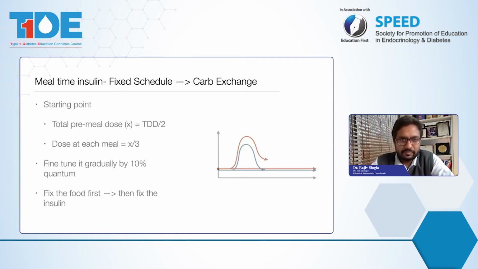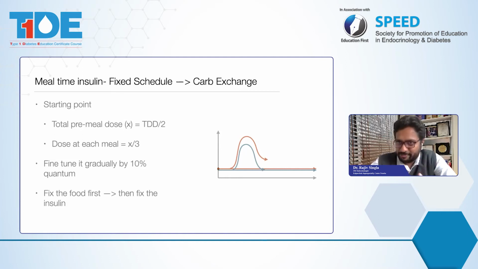Now we start off with the case where my diet is fixed and I do not really want to do any carbohydrate exchange or carb counting going forward. So say my diet is fixed every day. Then the thing is simple: I know what my total daily dose is. Say my total daily dose was 50. We decided that my total pre-meal dose in an entire day is going to be 25, half of the total daily dose. Half goes as basal and half goes as pre-meal insulin. So I know that the dose at each meal, as a starting point, can be 8 units.